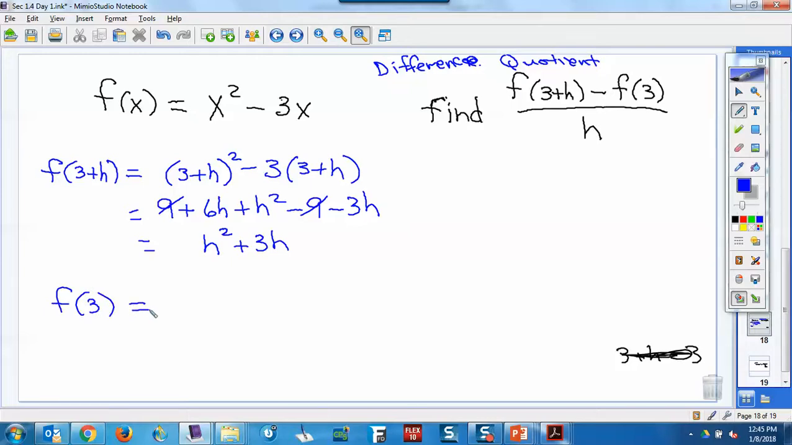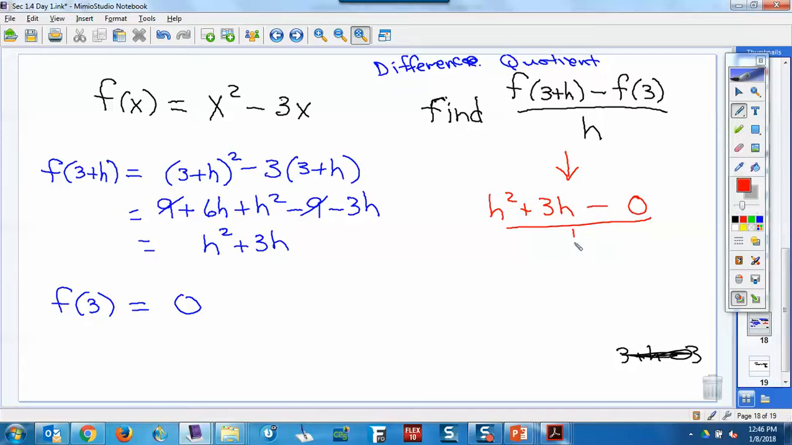All right, now let's do f of 3. That we can probably just do in our head. What's f of 3? F of 3 is actually 0. That's really nice. Okay, so now let's go over to here. So what's f of 3 plus h? F of 3 plus h we said was h squared plus 3h minus 0, right? Which we did here. Now a lot of times you'll get a number there, or something other than 0.